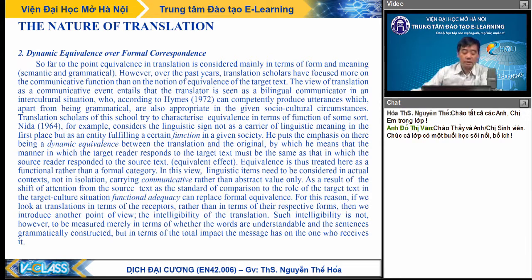In this case, the dynamic equivalence can give us the communicative aspects rather than abstract value. And sometimes we have to pay attention to the target context situation. In other words, we can say it is functional adequacy. Of course, it can replace the former equivalence.